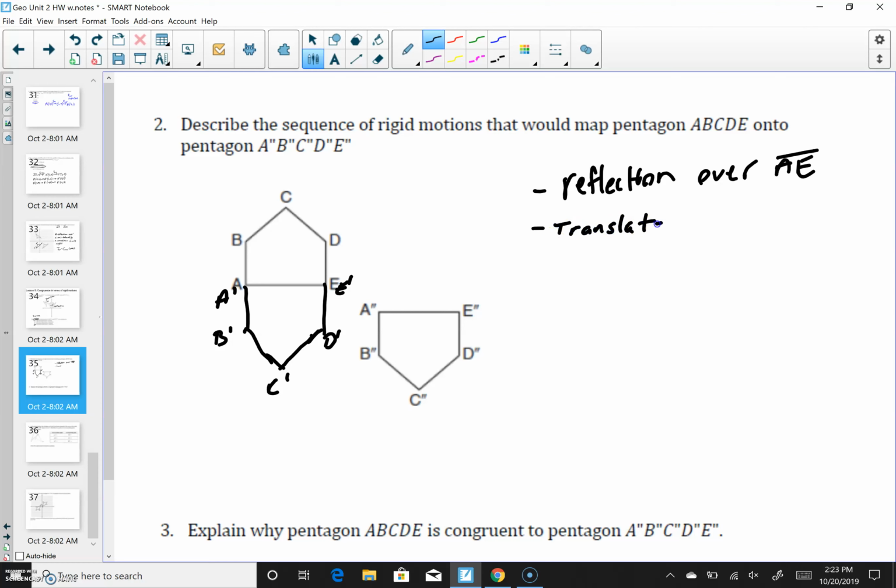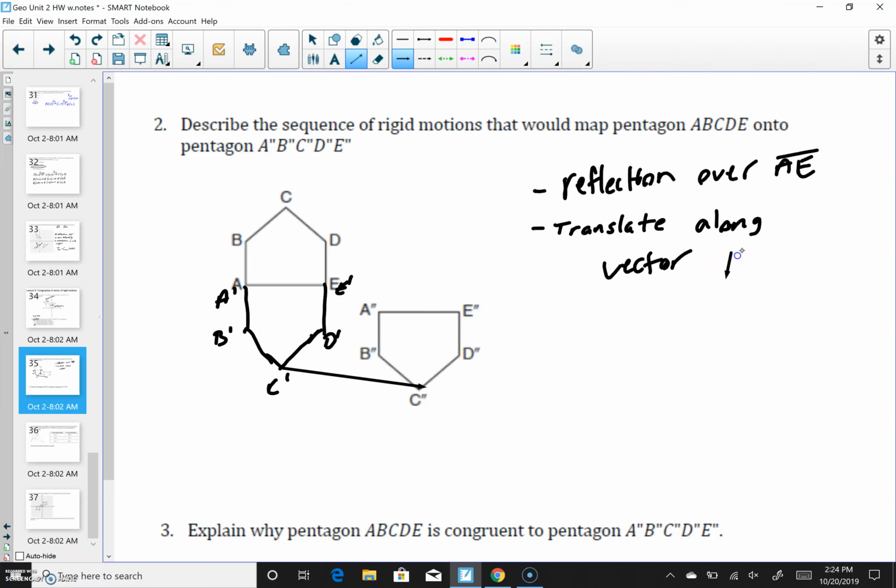So we're going to translate. We want to talk about the vector that we're going to follow. So we're going to translate along vector and just pick one of them that makes sense. And to me, I like the looks of, because it's out of the way, I like the look of vector C. Oops, gotta get back to my pen function here. Vector C prime to C double prime.